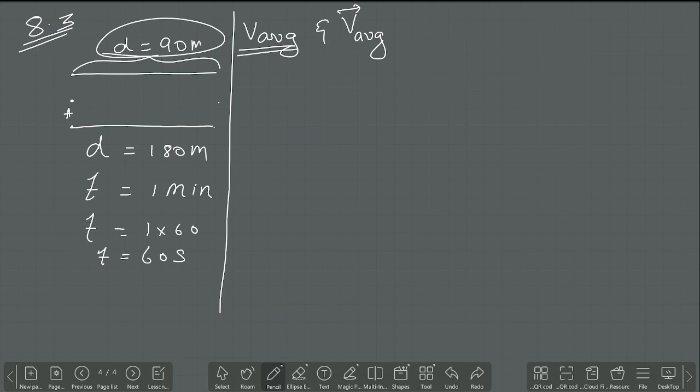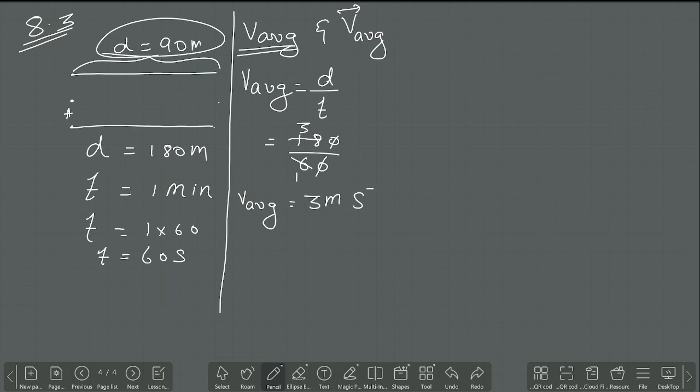First, let us find the average speed. What is the formula? Average speed is equal to total distance covered by total time. What is the value of total distance? 180 by 60. The 0s will get cancelled. 1 6 is 3, 6 is 3. So the average speed of Usha from point A to point B and while she is coming back to point A itself is 3 meter per second.